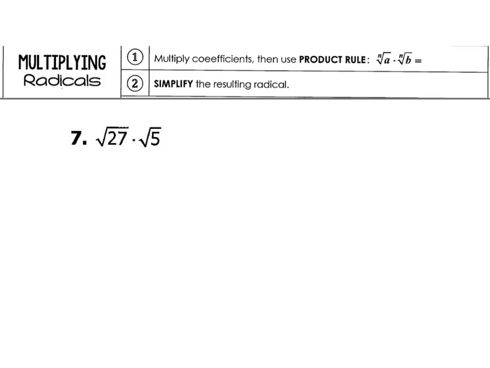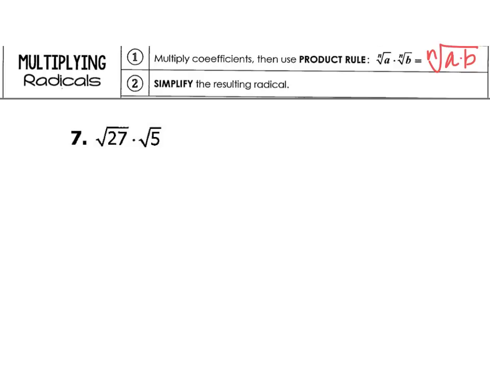All right, moving on to multiplying radicals. So when we're multiplying radicals, what we want to do is multiply the coefficients first, and then use the product rule. So the nth root of a times the nth root of b is equal to the nth root of a times b. So we can take our radicand times our radicand and put it under one radical sign. Then we want to simplify the resulting radical.